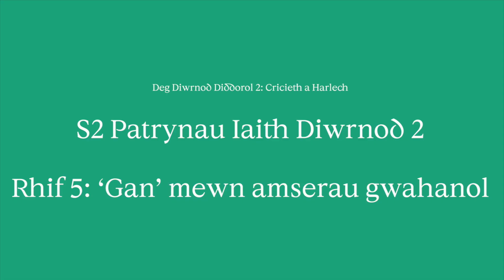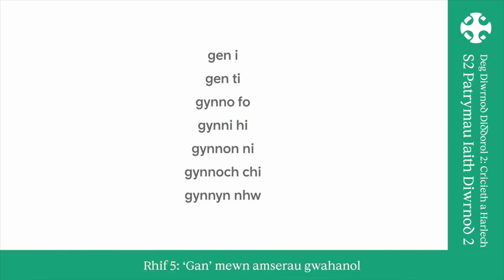Number 5. Gan mewn amserau gwahanol. Gan, possession in different tenses. The word gan can be conjugated for different people like this. Gen i, gen ti, gynno fo, gynni hi, gynnon ni, gynnoch chi, gynnyn nhw. And they all cause a soft mutation to the word that follows.